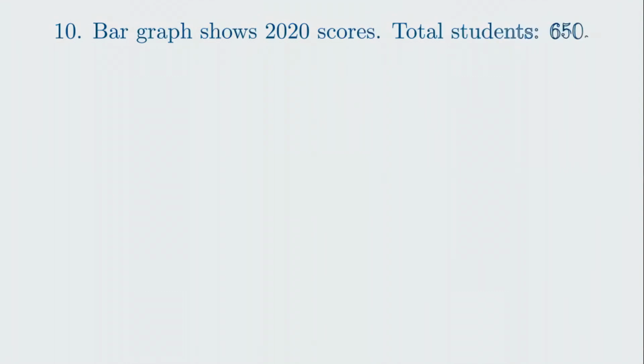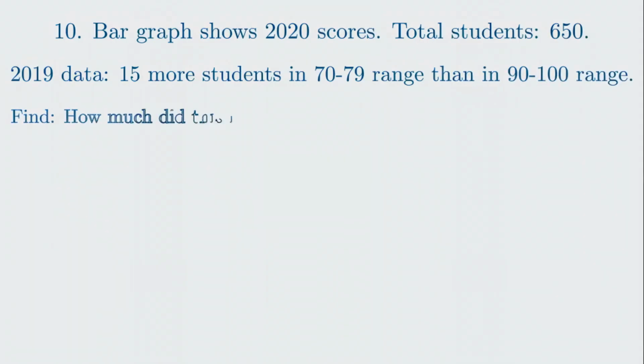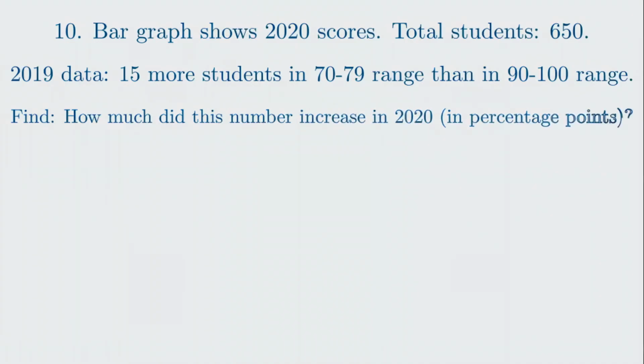Our final problem for this walkthrough is another data interpretation question, but this time from a bar graph. We have a bar graph showing the results of a standardized test in 2020. The problem states that the school district had the same total number of students, 650, in both 2019 and 2020. We're also given a fact about the 2019 scores. 15 more students scored in the 70 to 79 range than in the 90 to 100 range. The objective is to find how much this number increased in 2020, expressed in percentage points.